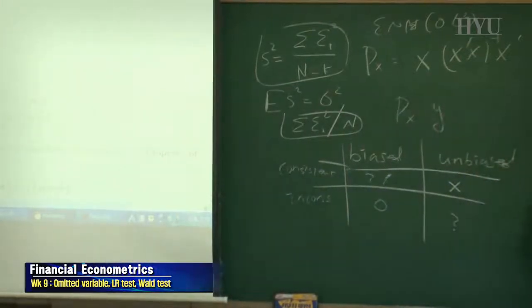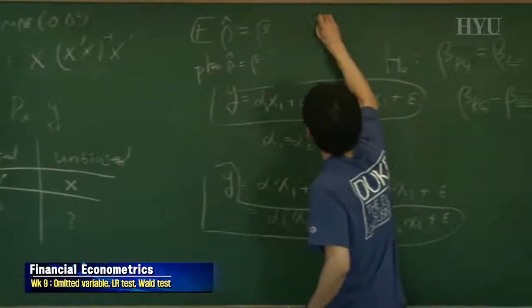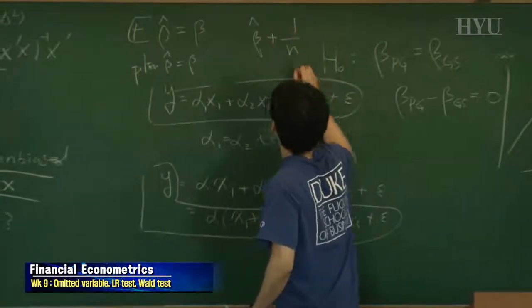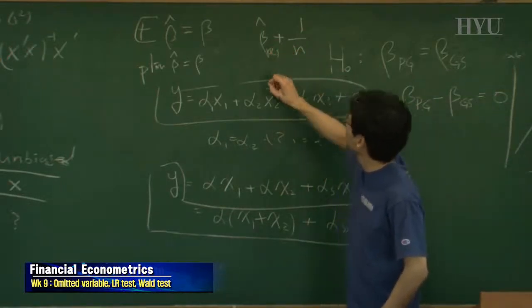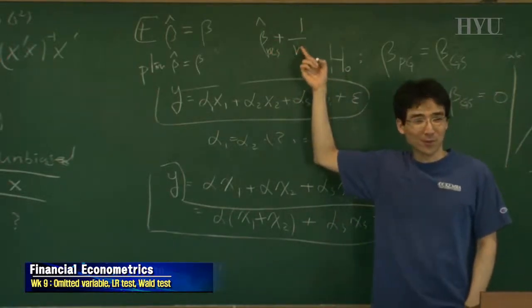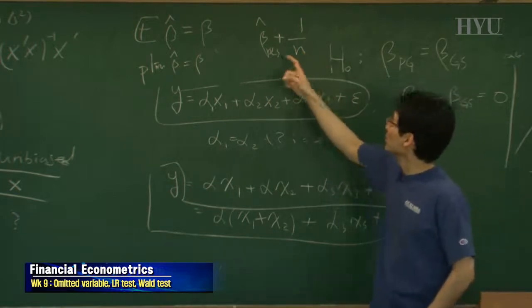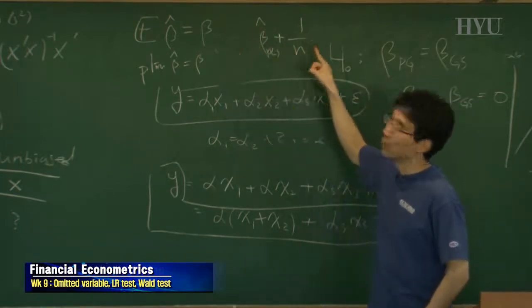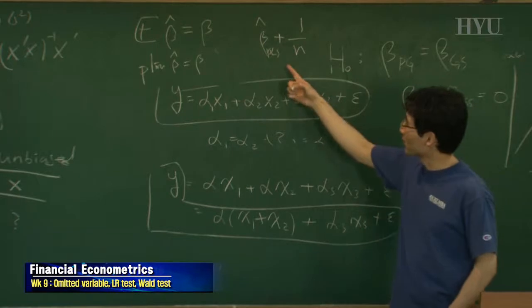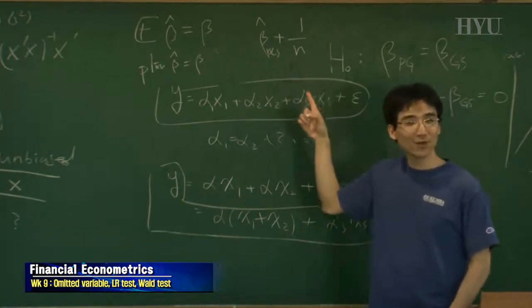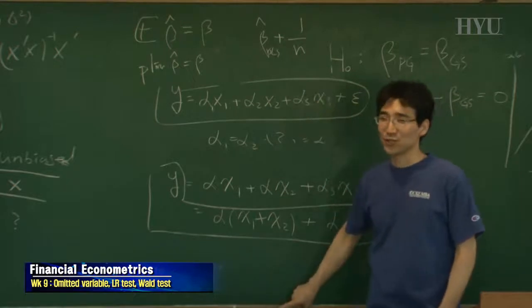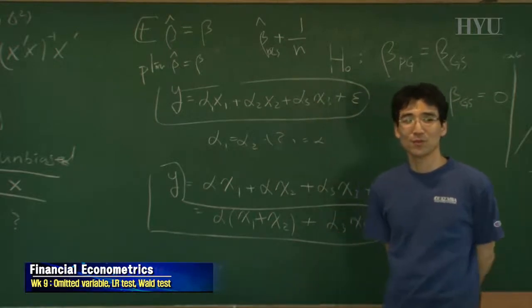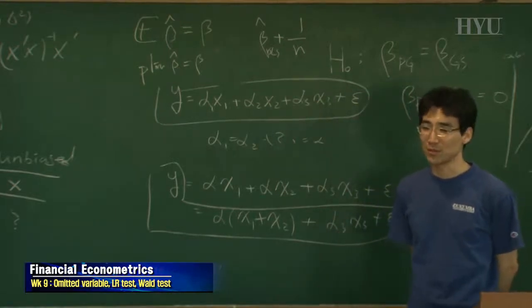A more parsimonious example would be beta hat plus 1 over n, where beta hat is the OLS estimator. Clearly this is a biased estimator, because its expectation is beta plus 1 over n. But it is still a consistent estimator, because the additional term converges to 0 in probability.